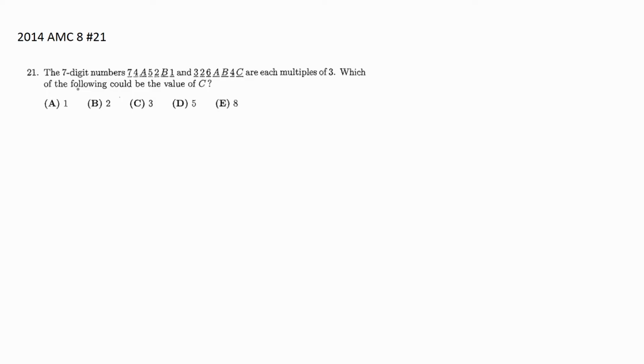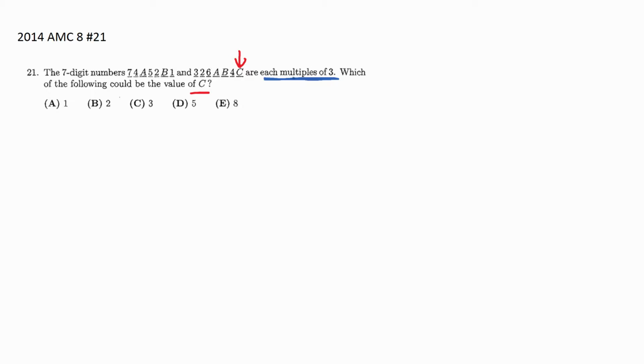Today we're gonna do number 21 from the 2014 exam. The 7-digit numbers, and we have two of those, are each multiple of 3. Which of the following could be the value of C? So it's asking for the digit C here.